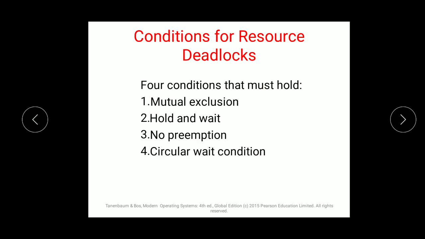So what are the conditions of deadlock? There are four conditions that must hold for a deadlock. How can deadlock occur? There are four conditions. The first one is mutual exclusion. The second one is hold and wait. The third one is no preemption. And the fourth one is circular wait.